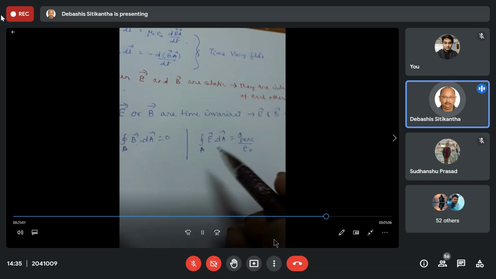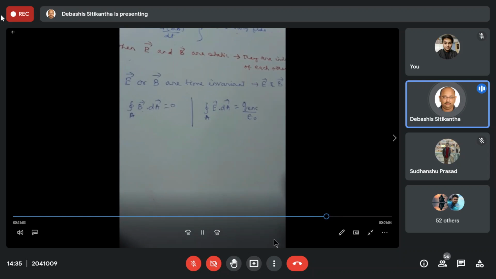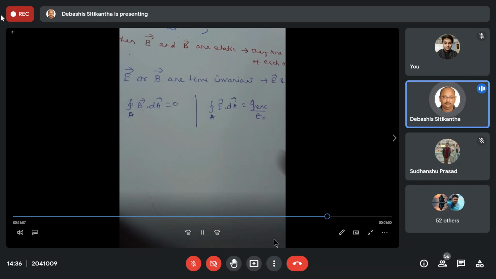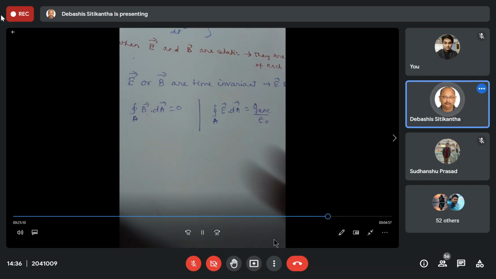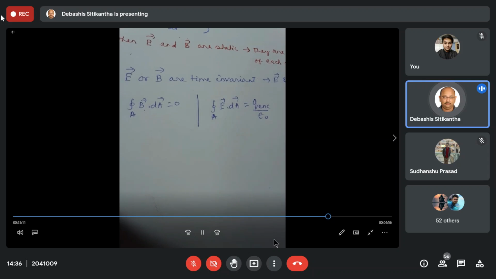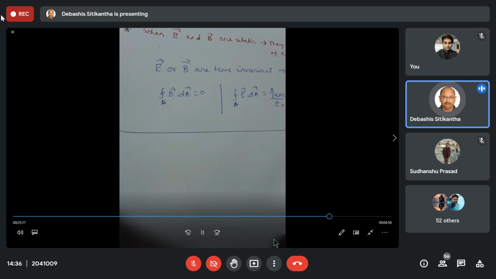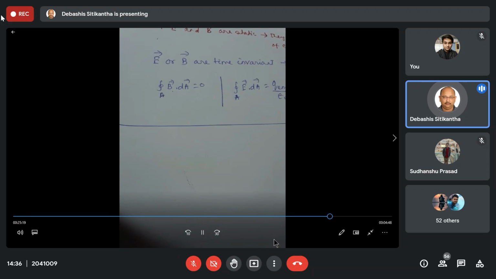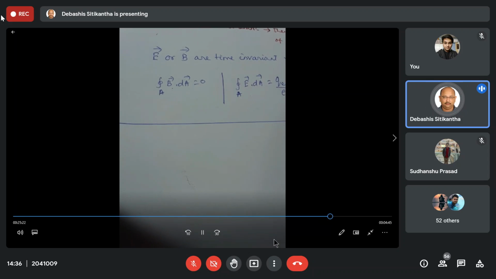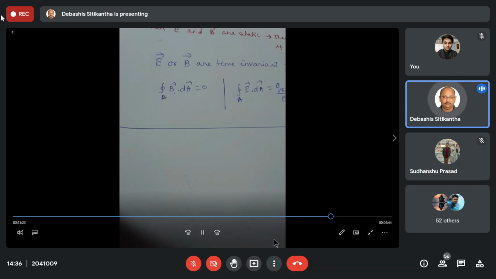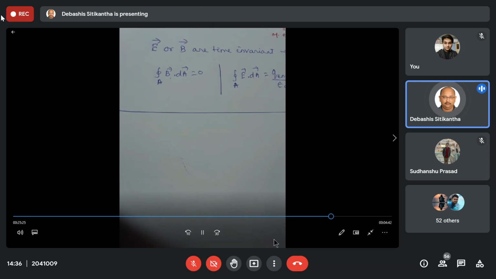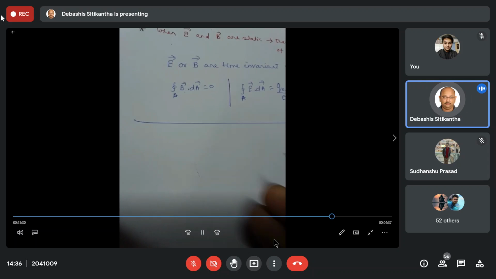It clearly suggests that for a time invariant field, electric or magnetic field, or in other words, for constant magnitude of E vector and B vector, they are both independent of each other. But the moment E vector or B vector starts changing their magnitude with respect to time, then obviously there will be a counterpart electric field.